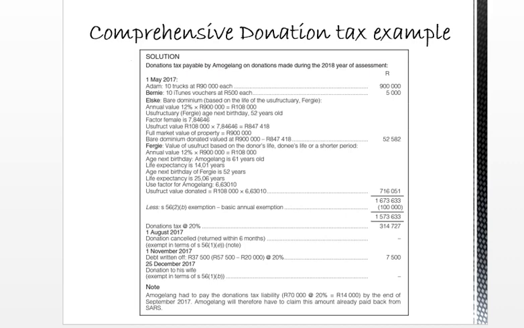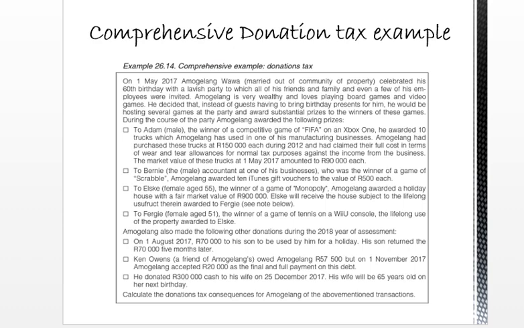Okay, and then Ken Owens, a friend of Amogelang, owed Amogelang 57,500, but on the 1st of November 2017, Amogelang accepted 20,000 Rand as a final and full payment of his debt. So he had to write off 57,500.